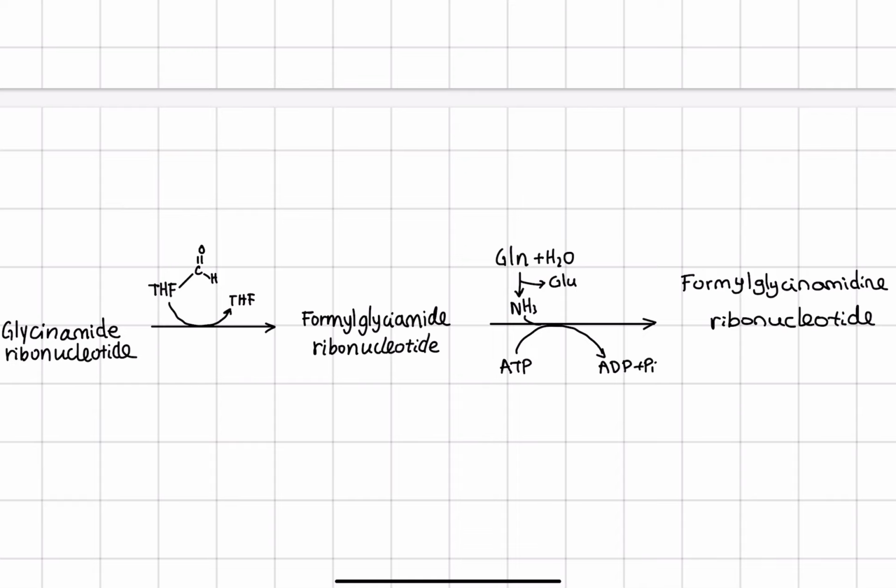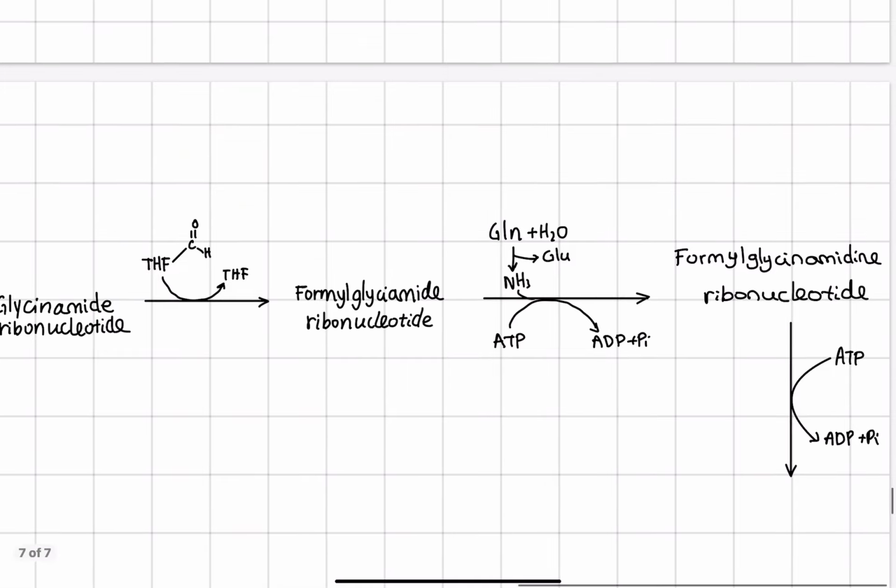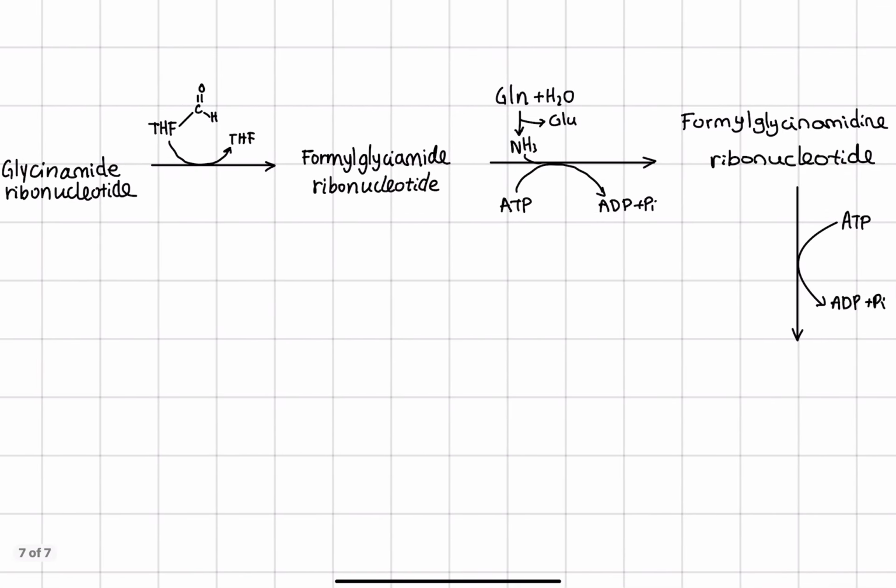As you're nearly forming a ring, you need to enclose it. You use ATP to close the ring. And this forms an amino-imidazole, 5-aminoimidazole ribonucleotide.